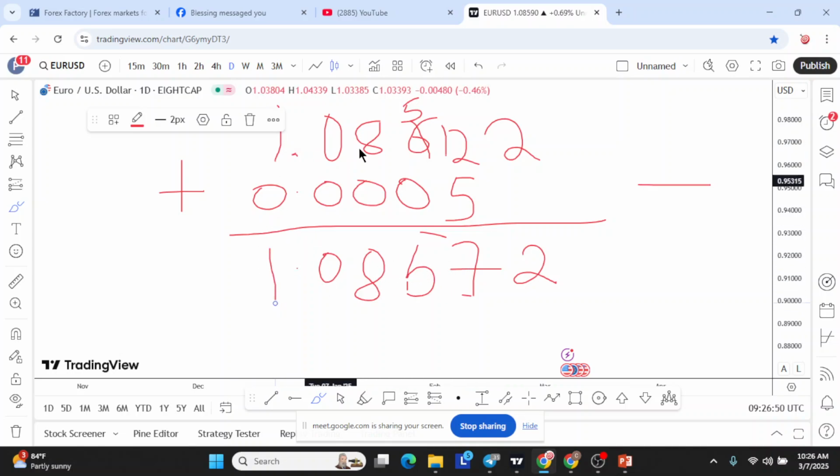So now if the current exchange rate of 1.08622 goes down by just 5 pips, this is what the new exchange rate is going to be: 1.08572. Are we getting it?